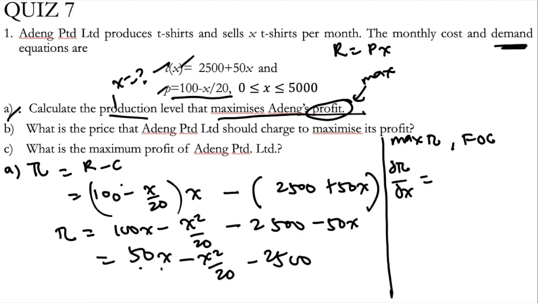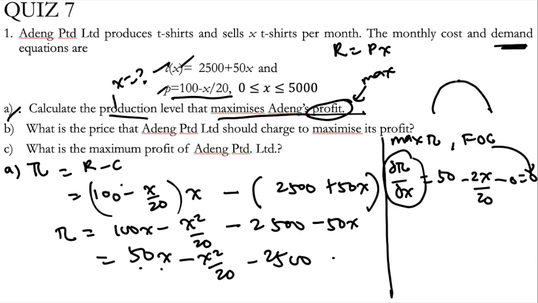So what do we get here? 50x becomes 50, minus x squared over 20 becomes 2x over 20, isn't it? Minus 2500 becomes 0, then equal to 0. Why do we need to equal to 0? Because it's about maximization. First order condition, when we maximize, this one is at the top. When it is at the top, your slope at the top is 0. This one is actually slope. Delta P over delta X is actually slope. I mean, that's why we need to write the first order condition and equate it to 0.